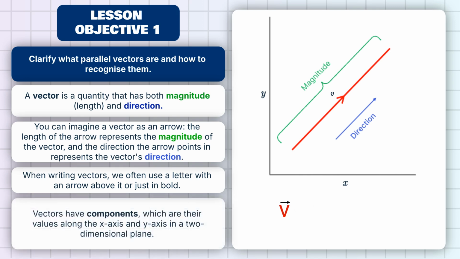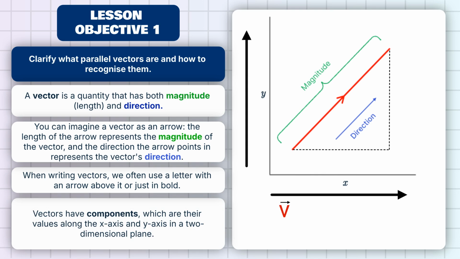Vectors have components, which are their values along the x-axis and y-axis in a two-dimensional plane. For example, the vector v could have components vx, vy.